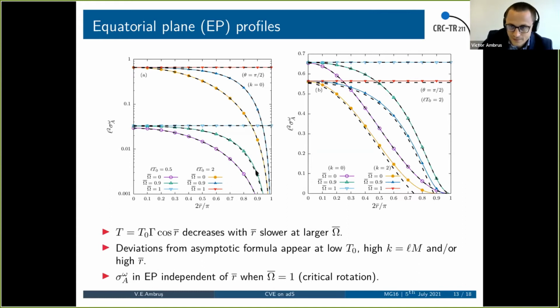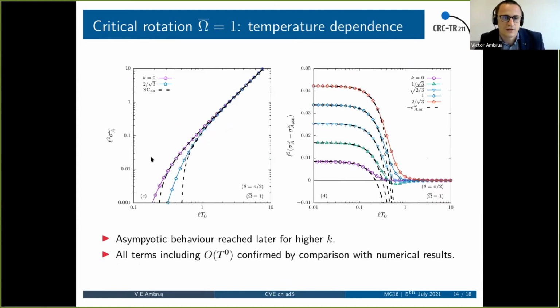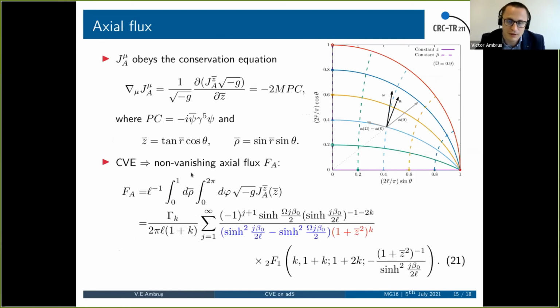close to the boundary. When the mass is turned on, so K is again the mass times L, we see some more pronounced deviations from the analytical expression, which is to be expected since here the mass is comparable to the temperature. So the temperature is also equal to 2. Here is a log-log plot just for critical rotation to test again the validity of the asymptotic formula, and it works. So I will skip this, and now I would like to tell you a bit about the axial flux.